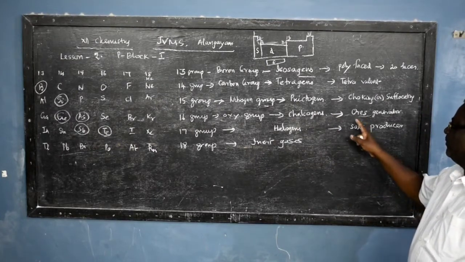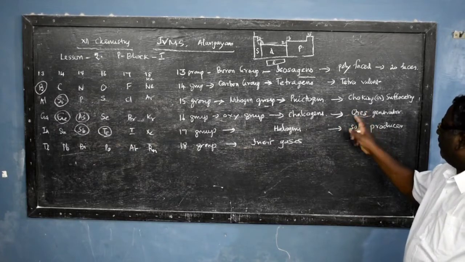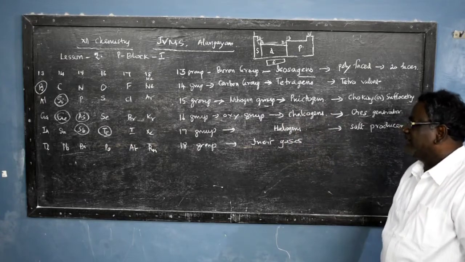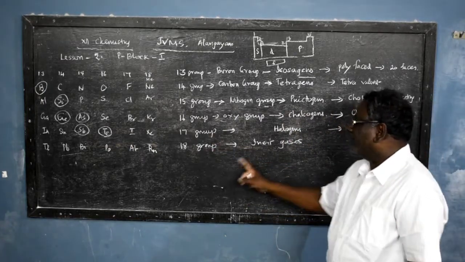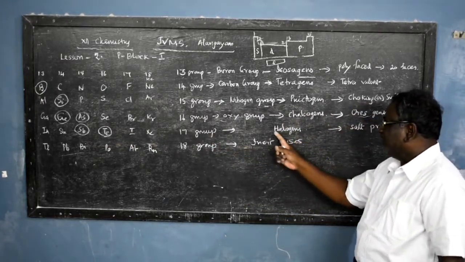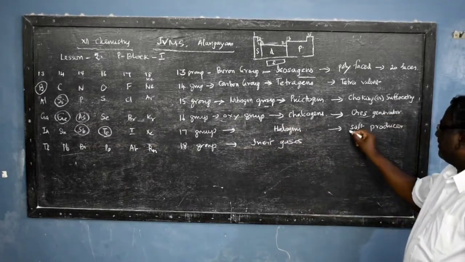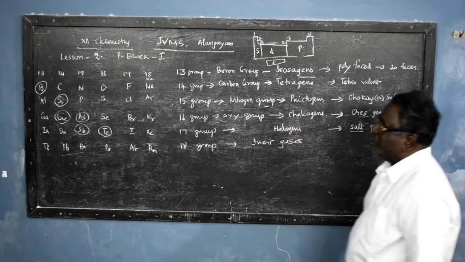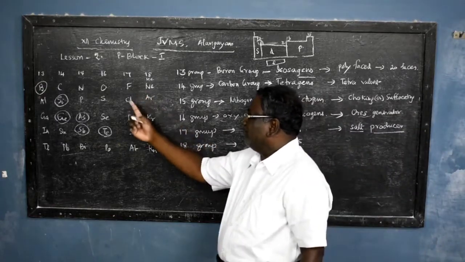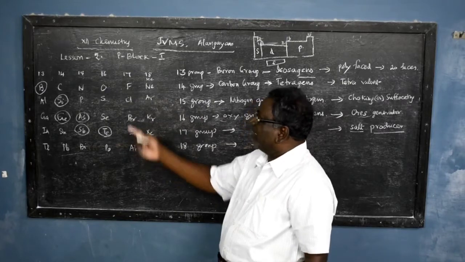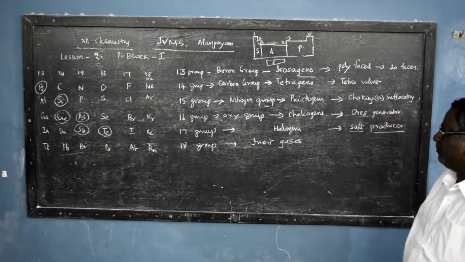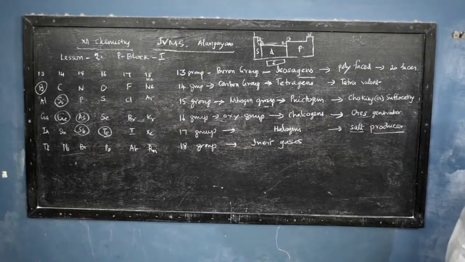So most of the ores, metallic ores, are generated from these elements, therefore they are called chalcogens, right? Then the 17th group of elements are called halogens. When you say halogens, halo means salt, gens means producer. These are the elements which produce salts. Most of the salts are sodium chloride, potassium bromide, sodium iodide, sodium fluoride. Like that we have a lot of compounds produced using this 17th group of elements.